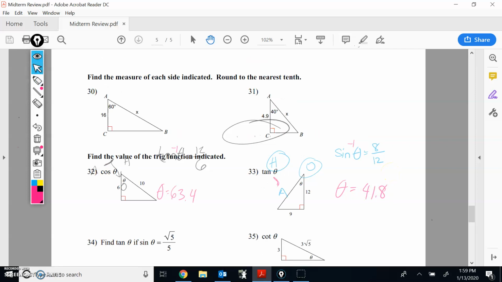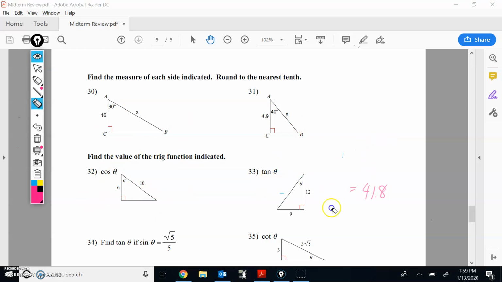Let's go to the next page. Number 30. Here we have an angle. Here's our adjacent, here's our opposite, here's our hypotenuse. We're looking for the adjacent and the hypotenuse. It's going to be cosine. So cosine of the angle is going to equal adjacent over hypotenuse.